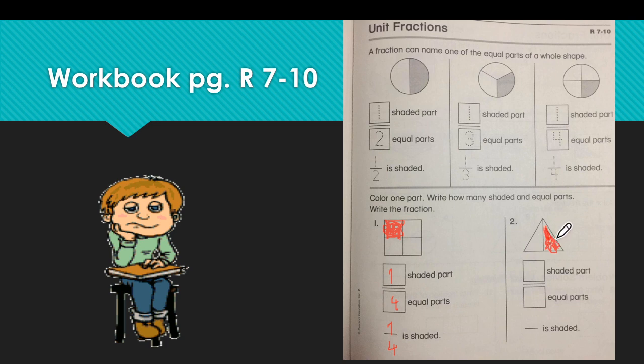So how many parts did I shade? I shaded only one part. I will write number 1 here. How many equal parts the triangle has? 1, 2. 2 equal parts. Good. So what will be the fraction? 1 part out of 2 parts is shaded. We call it also 1/2.